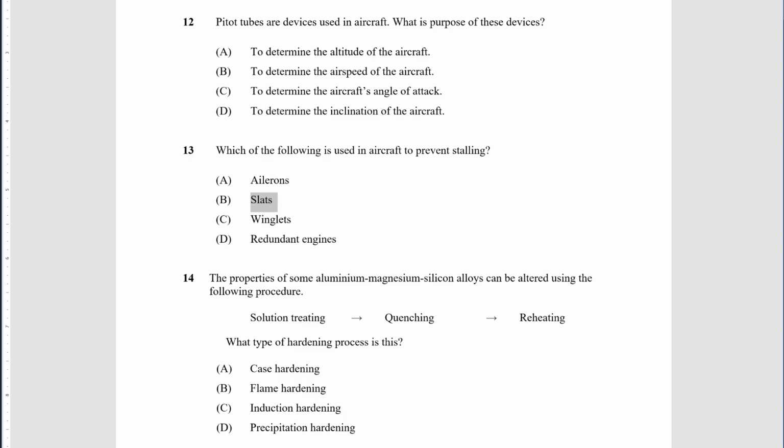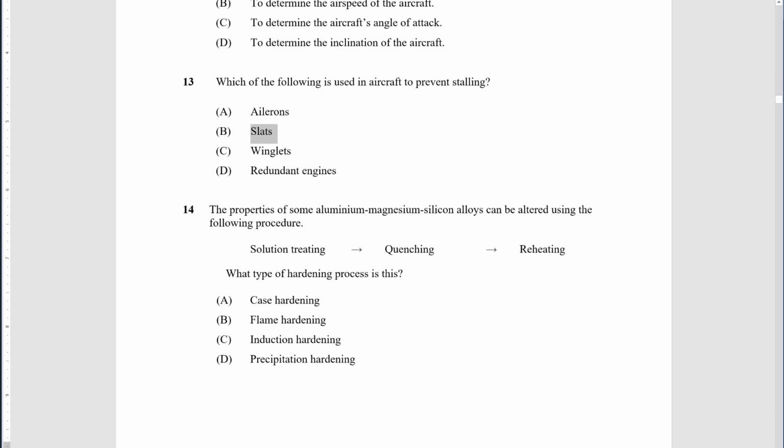So the difference between slats and slots is that slats can move and slots don't. And they're on the leading edge or the front of the wing, whereas flaps are on the back of the wing. Ailerons control pitch. No, ailerons. I'm not going to edit it out, but ailerons control roll. And winglets reduce vortices on the wings and improve efficiency. And redundant engines are there to improve thrust more than anything, but I guess also a plane can still fly even on one engine.